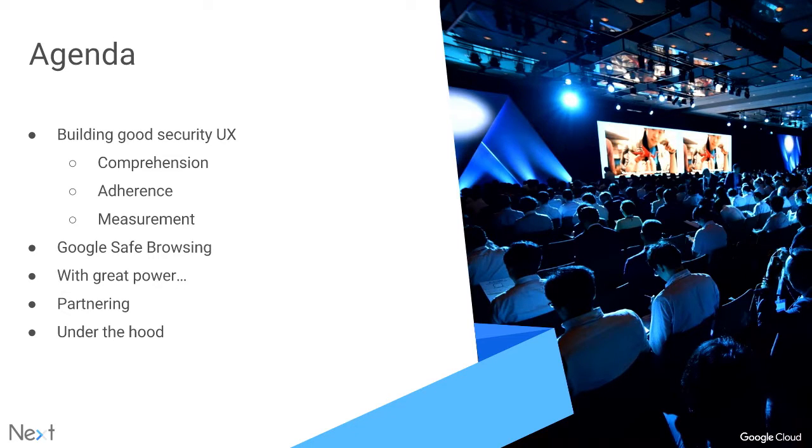The agenda is something like this. I don't normally do agendas, so building good security UX is where we start. We're going to go through that, and then we're going to look at something called Google Safe Browsing. How many of you have heard of Google Safe Browsing before? Excellent. Most of you have used it, probably without knowing that you're using it. And we'll get into that shortly.